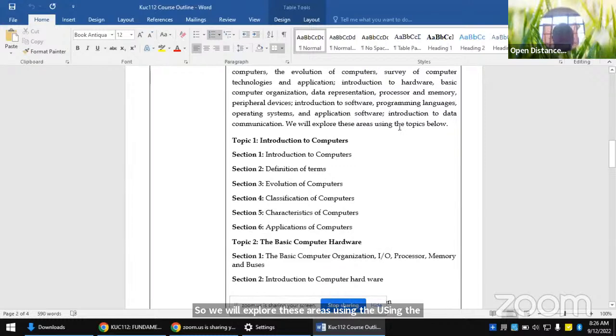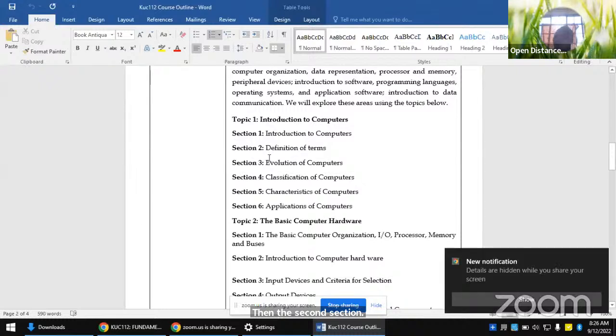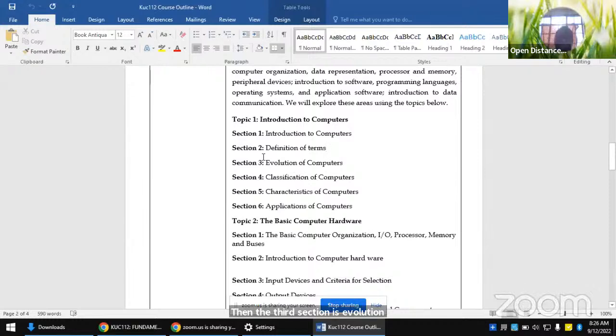So topic 1 will be introduction to computers. And under this topic 1, you will get subsections. The first subsection is introduction to computers. Then the second section, which we are going to look at, is the definition of terms, like what is a computer. You need to know the definition of what a computer is. Then the third section is evolution of computers, how computers have evolved. And you will realize that computers have evolved from the first generation to the fifth generation computers.